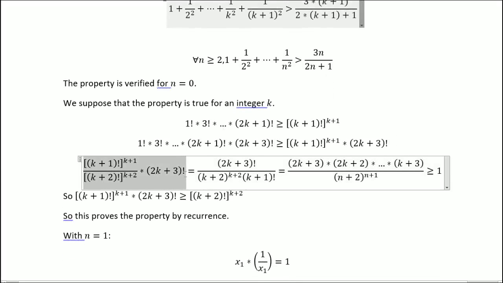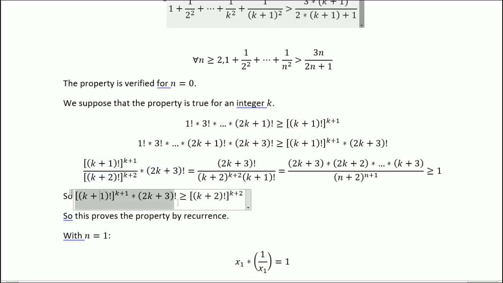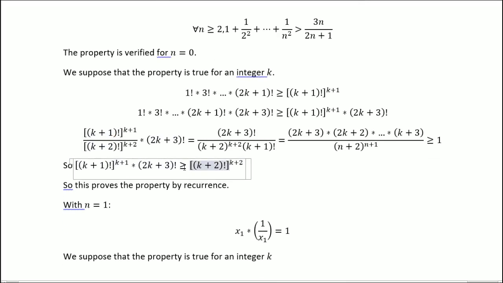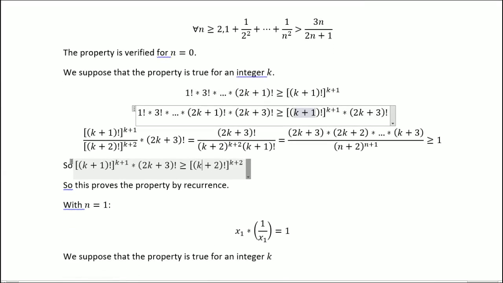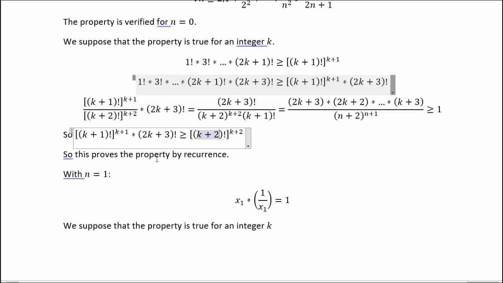Then I calculate this thingy here that equals this, and that equals this, and that is superior to 1. That means that this times this is superior to this. So we get this inequality, and actually it proves the hypothesis in recurrence by replacing in here, because you get the next rank. So this proves the property by induction, not recurrence. Induction.